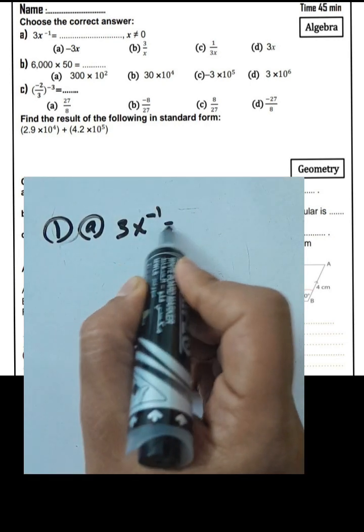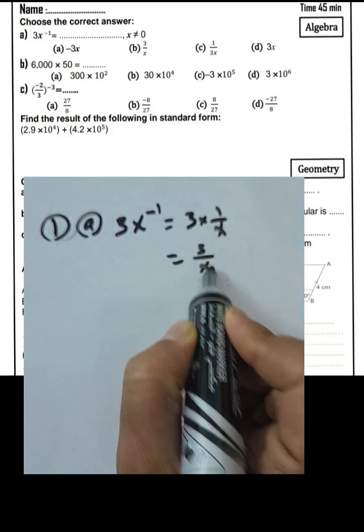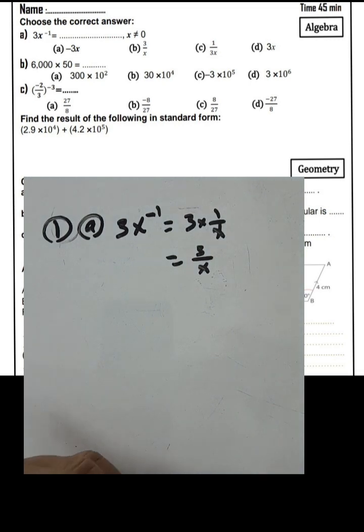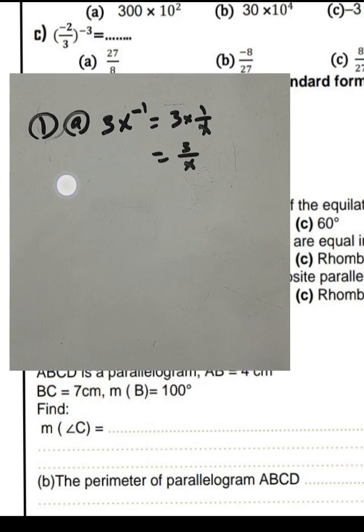3x to the power negative 1 will be 3 multiplied by 1 over x. The result will be 3 over x. 3 over x. Question letter B.